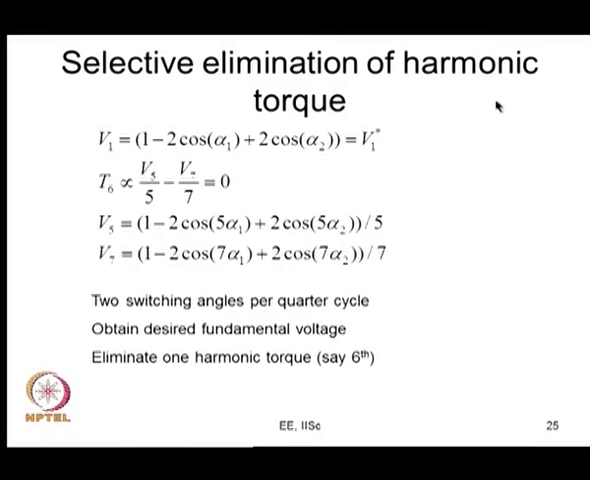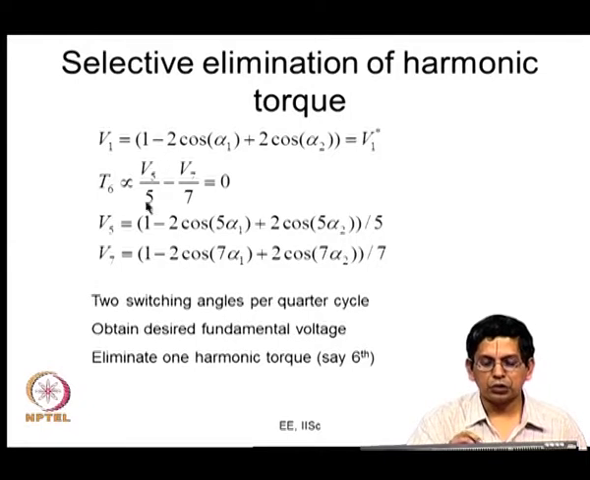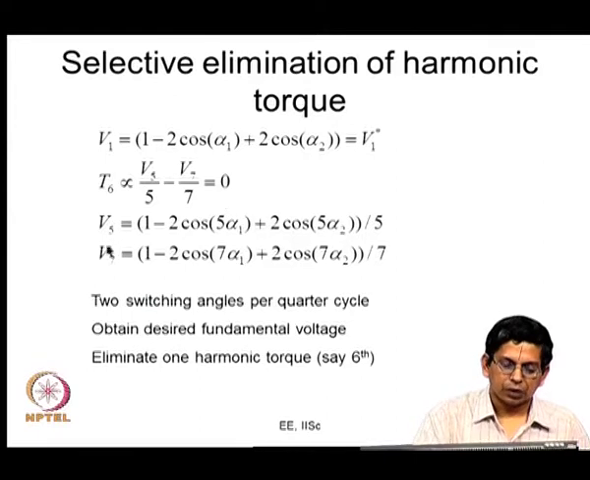Now, we are talking of selective elimination of harmonic torque. So, we want the fundamental voltage like before, V 1 equals 1 minus 2 cos alpha 1 plus 2 cos alpha 2 equals V 1 star. But instead of a particular harmonic voltage being eliminated, we want a particular harmonic torque to be eliminated. That can be achieved in certain cases by ensuring that V 5 by 5 minus V 7 by 7 is equal to 0.